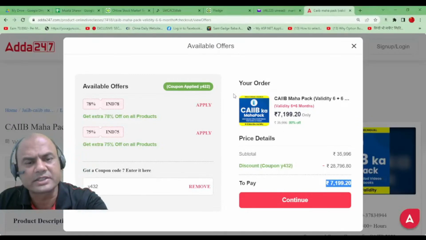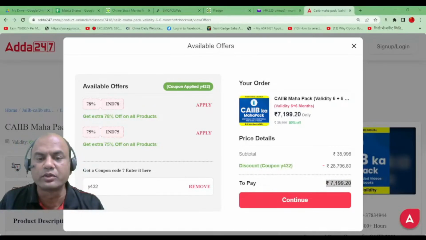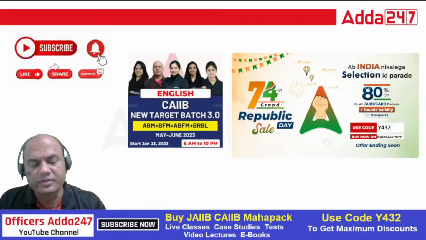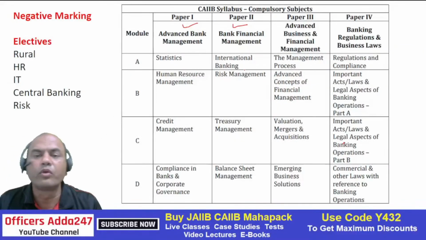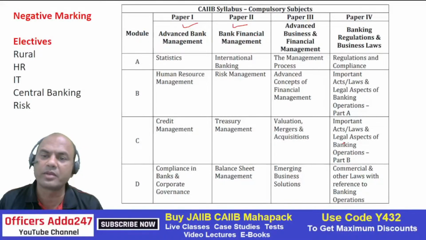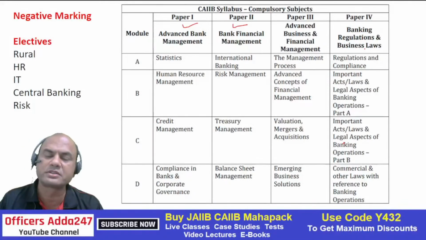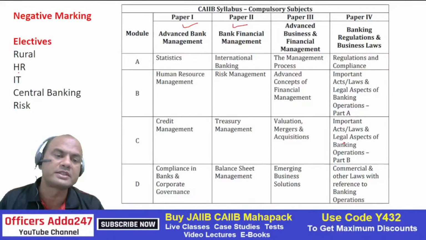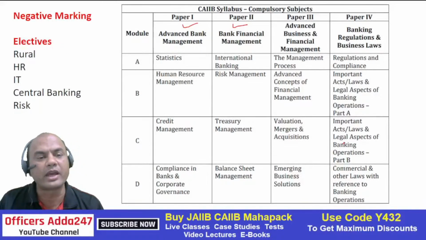Why am I stressing on these batches? Because look at the portion. The CAIIB portion has changed. It's a new portion now. This new portion will have 4 compulsory subjects: ABM, BFM, ABFM and BRBL. Advanced Business and Financial Management, newly added. BRBL, Banking Regulation and Business Laws, newly added. Even the electives are Rural, HR, IT, Central Banking and Risk. It's not the retail one which we were having earlier.